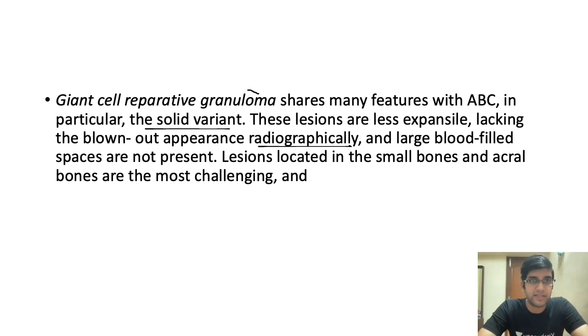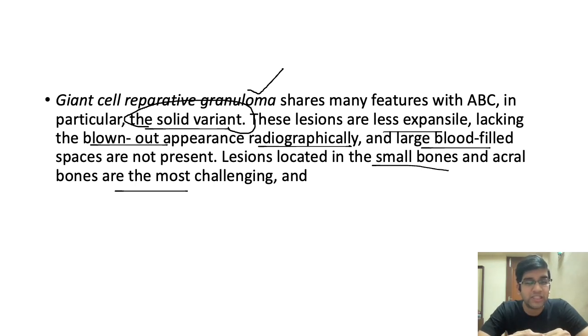So as the slide says, a giant cell reparative granuloma will be less expansile, lacking a blown out appearance radiologically, and the large blood filled spaces will not be present. That's why a solid variant might be a bit difficult. Even a solid variant of ABC, in imaging, will be expansile. So I can try to differentiate both of them based on the imaging, fine? And giant cell reparative granulomas in smaller bones are definitely more difficult because in smaller bones, even ABC might not be so much expanding, right? That time it's going to be really difficult. So take time, go and sit in the tumor board, discuss with the orthopedician, radiologist and the pathologist and give out the report, because that might be tricky and obviously the management differs, fine?